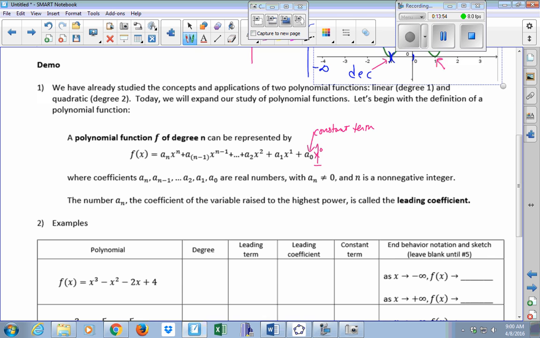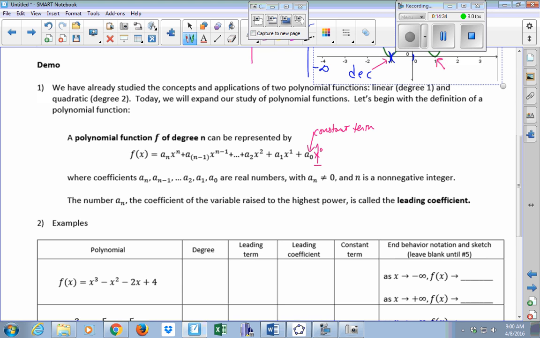If I take my hands and cover up everything until we get to a sub 2 x squared, that would be a quadratic function. If I covered everything up to there, it would be a linear function. So if I wanted to make this a third power, a fourth power, or a fifth power, I need to have some way of representing that. So notice, whatever the highest power is, n, the leading coefficient is called a sub n. Notice the subscript on the coefficient and the power of your x match. That's how we distinguish from one coefficient to the other.